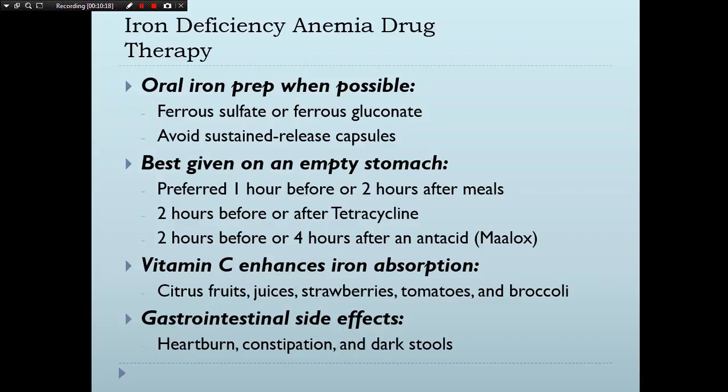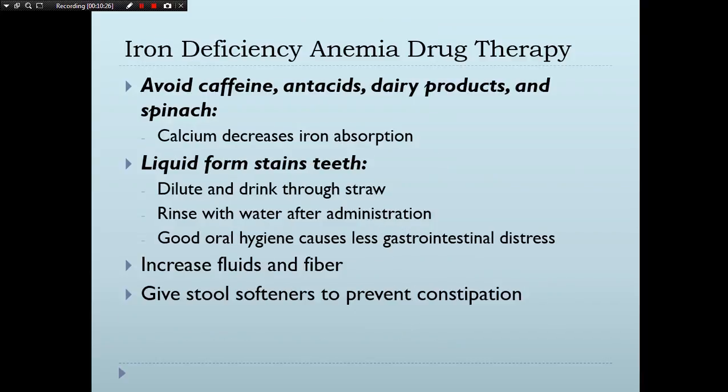A lot of times gastrointestinal side effects can occur, like heartburn, constipation, and dark stools. We're going to ask our patients to avoid taking iron with caffeine in coffee, tea. It's going to decrease the absorption. Dairy products, anything with calcium in it, like spinach, is going to decrease the absorption of iron. If they have to take a liquid form, it's going to stain their teeth, so we need to make sure that they drink it through a straw. We want to encourage good hygiene and to rinse their mouth after the administration.